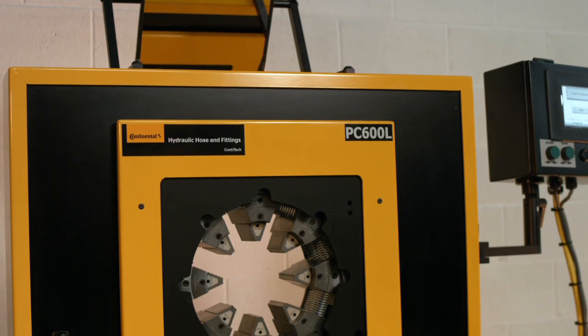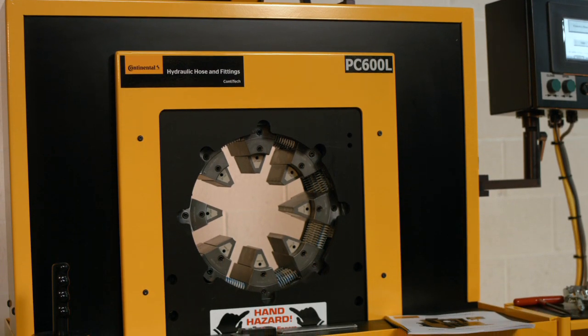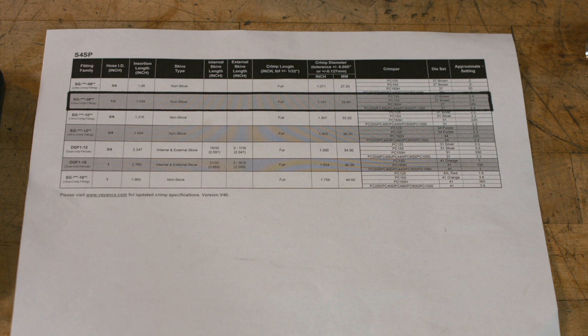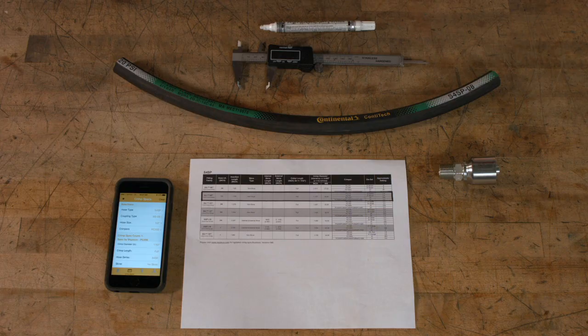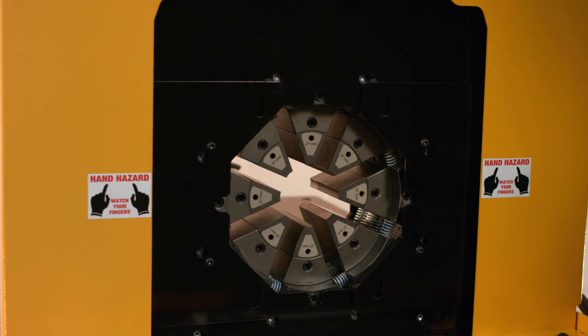Selecting the correct die for use is vital for proper crimper operation. To begin, use the hose and fitting crimp spec chart provided in your crimp spec manual to select the correct hose and fitting for your project. In this example, we are using an S4SP-08 hose, which requires an SG fitting. We will be using die set 27 Brown with a setting of 2.4.